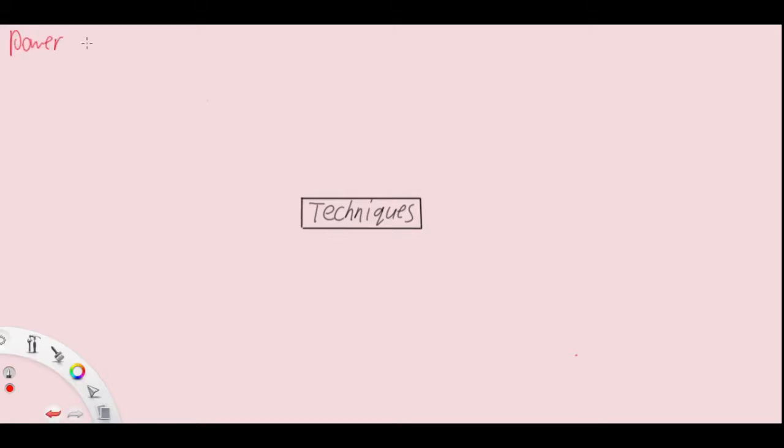Techniques. Dealing with techniques, we start off with your power rule, where we have y equals f(x) to the power of n. The derivative is simply: bring down the power to the front, reduce the power by 1, and differentiate inside.